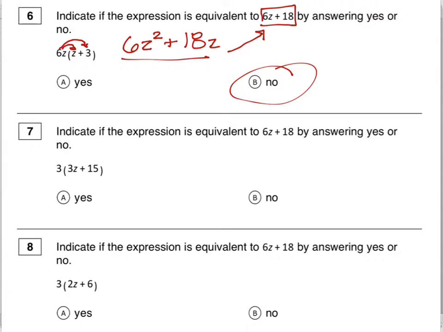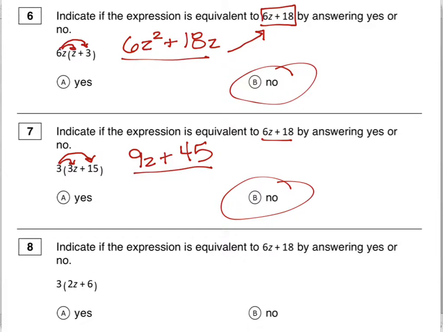Moving on to problem 7, indicate if the expression is equivalent to 6z plus 18. Again, we're going to distribute the 3 this time. 3 times 3z is 9z plus, well, 15 times 3 is 45. That is not equal to that, so no.